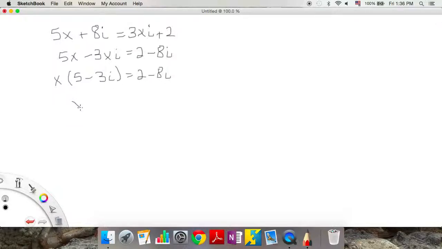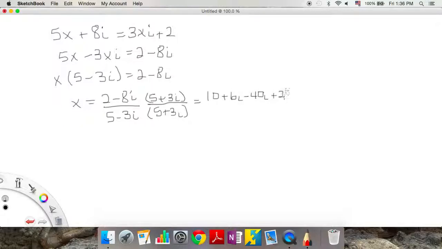So we end up with x equals 2 minus 8i over 5 minus 3i. We just said we don't want to have imaginaries in the bottom, so we multiply by our conjugate. And we end up with 10 plus 6i minus 40i plus 24 over 25 plus 9. So we get 34 minus 34i all over 34, which is the same thing as 1 minus i. So our x value is 1 minus i.